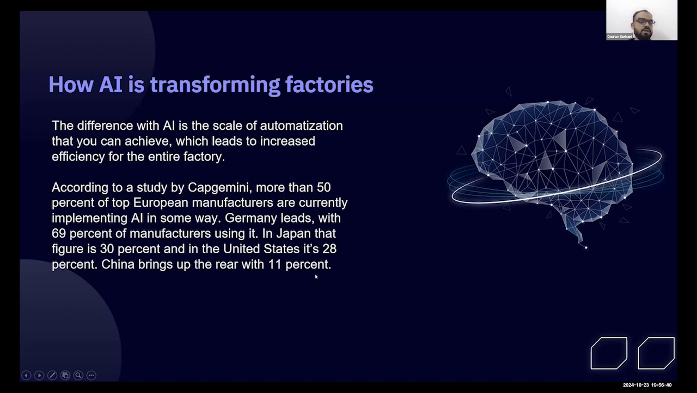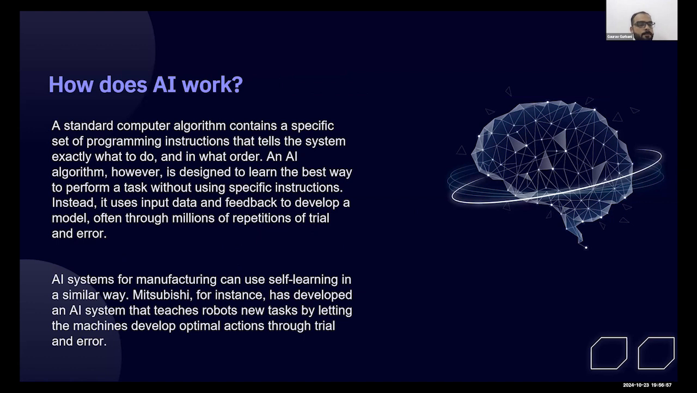China has 11% of industries dependent on AI and IoT. So this is basically transforming factories. You can say AI and IoT is still new, but it is growing at a tremendous speed. Okay, then moving on to the next: how does AI work?